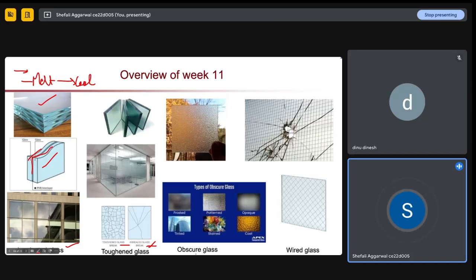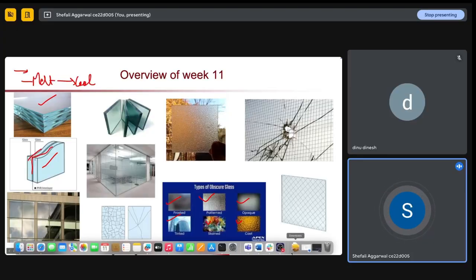So next is the obscure glass. Obscure glass means this type of glass, when you can't see through it, it is a type of translucent glass. It can be translucent, it can be opaque, or some different type of staining is given, some patterns are given, or just normally frosted glass, like you might have seen in bathrooms, in new types of bathroom architecture, glass which is mostly frosted, or it can be tinted also. So this is a type of obscure glass.